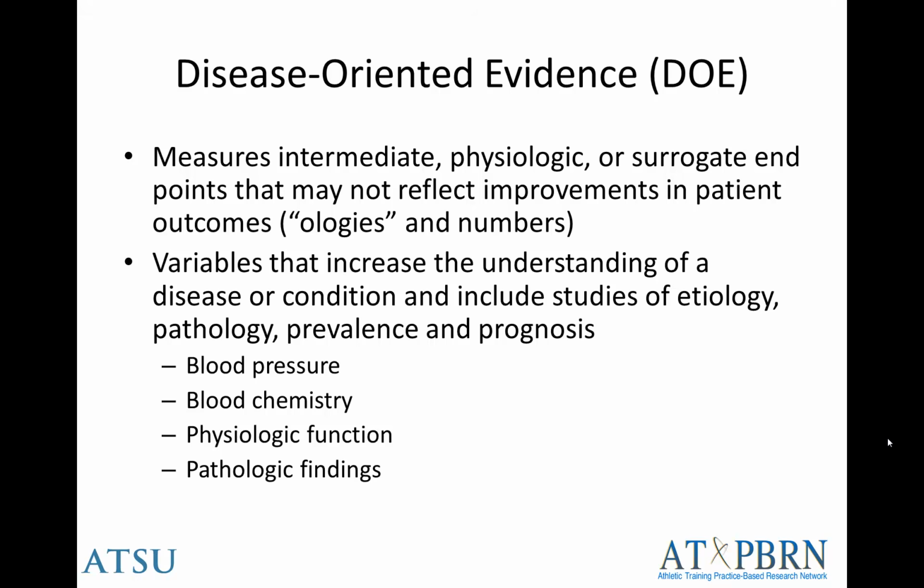Unfortunately, the information obtained from disease-oriented evidence is often of uncertain clinical utility. For example, if we have a patient who's lacking some range of motion in their elbow, but they are able to function day in, day out, and do the activities that they want, that limitation in range of motion may not necessarily be an important variable in that patient's overall health status.